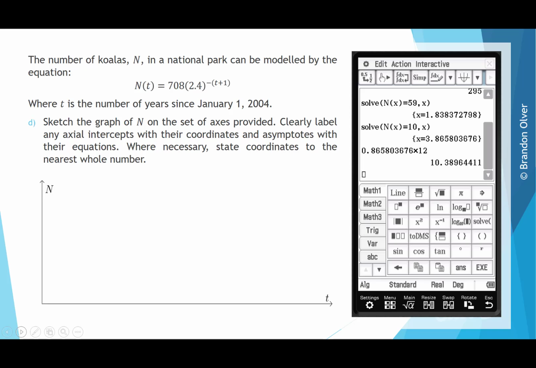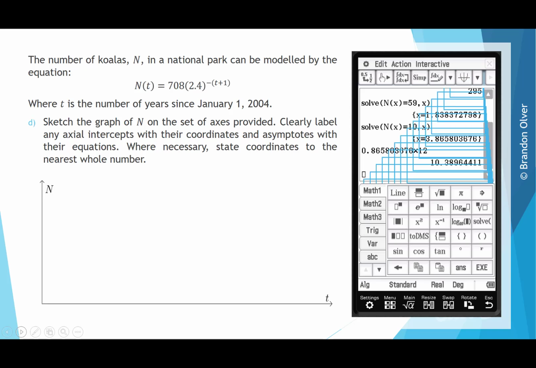For part D, we're asked to sketch the graph of n on the set of axes provided, clearly labelling any axial intercepts with their coordinates and asymptotes with their equations. Where necessary, state coordinates to the nearest whole number. And now just quickly we'll graph this.